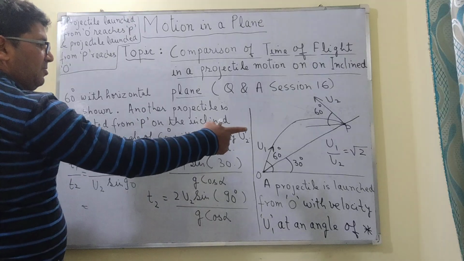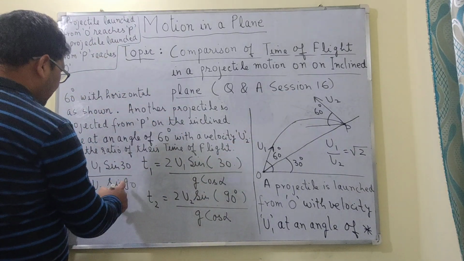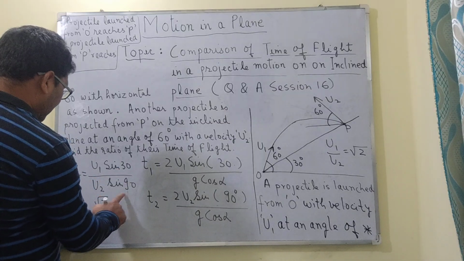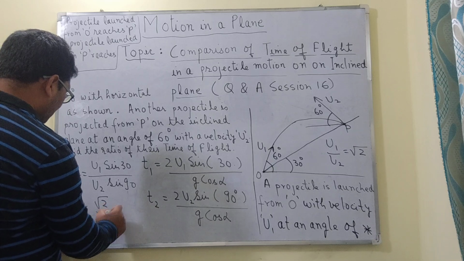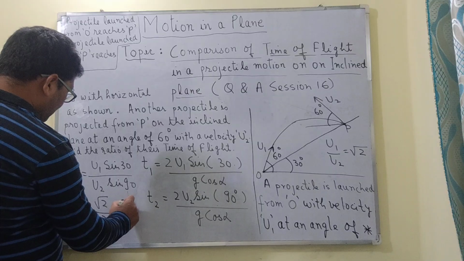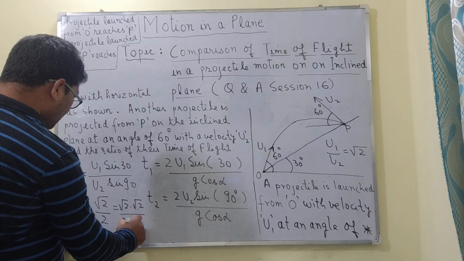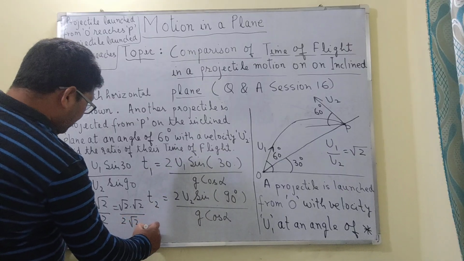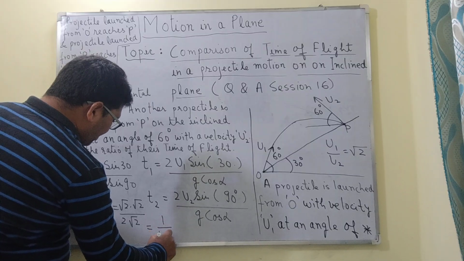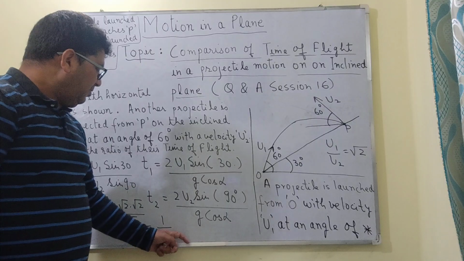Now u1 upon u2 in the previous session was equal to root 2, and sin 30 is equal to 1 by 2, and sin 90 is equal to 1. So finally I will get root 2 upon 2, and this can also be written as root 2 multiplied by root 2 divided by 2 root 2. Now root 2 into root 2 is equal to 2, so 2 and 2 will get cancelled out, so finally it will be 1 upon root 2. So t1 upon t2 is equal to 1 upon root 2.